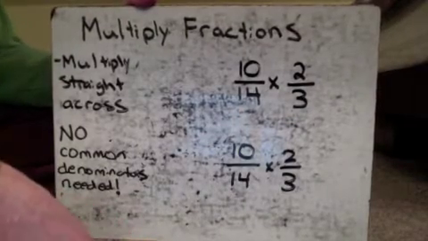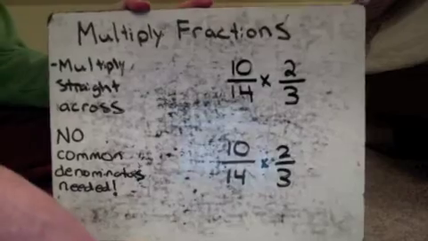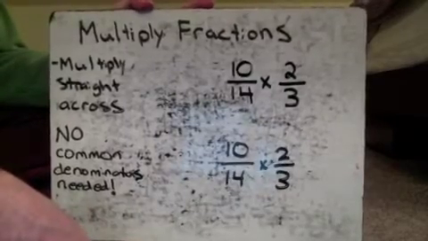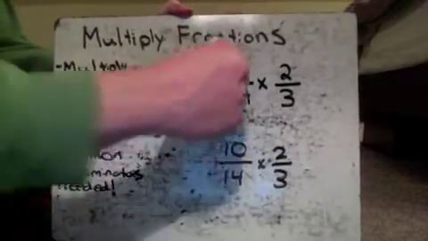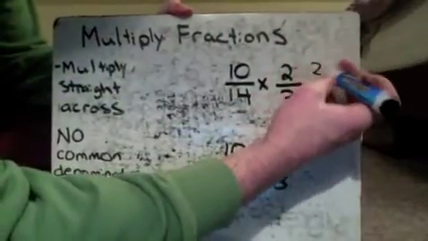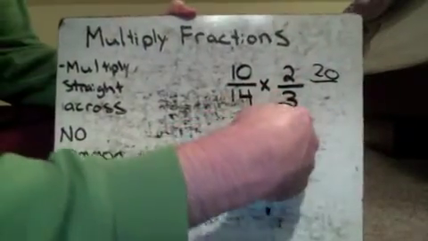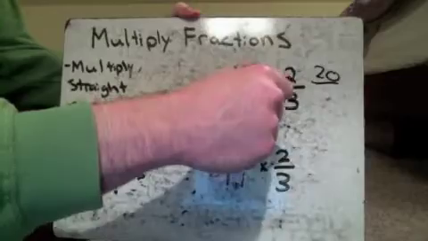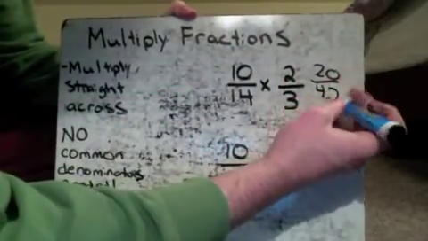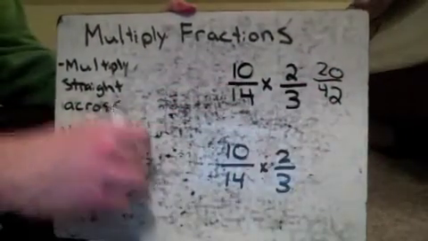All right, in our next problem, again, with multiplying fractions, we don't need common denominators, so we're set. We just need to multiply straight across. 10 times 2 is 20. 14 times 3 would be 42. Okay, there's our answer. We just need to reduce.